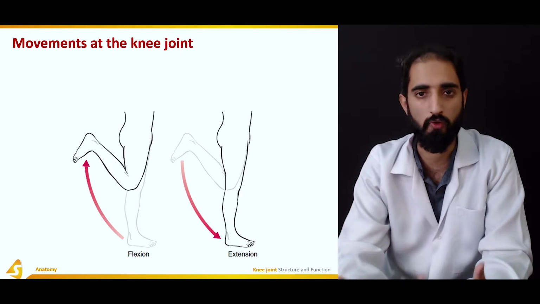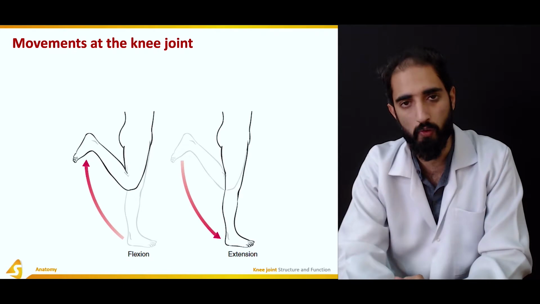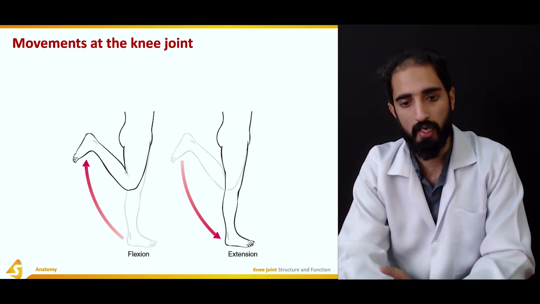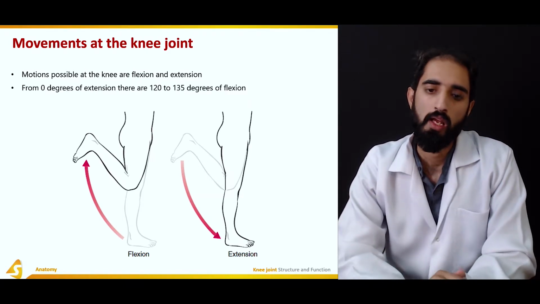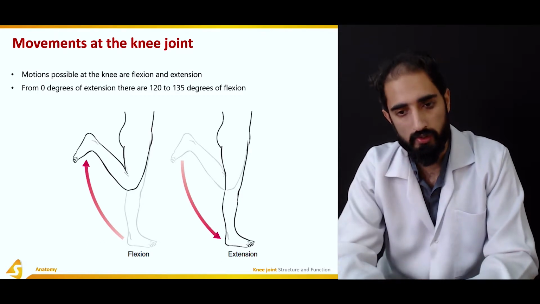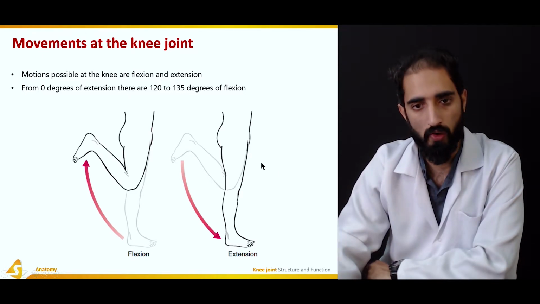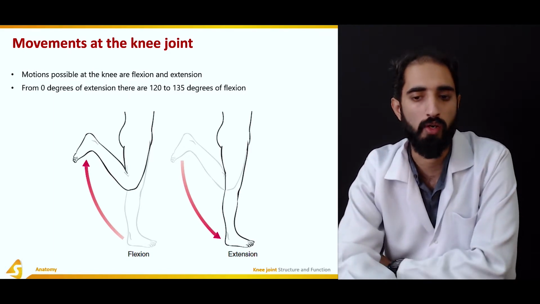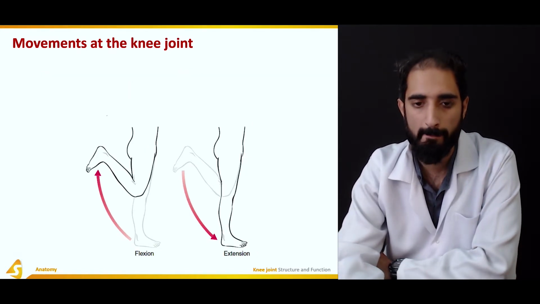So that brings us to the movements that can occur at the knee joint. So osteokinematically speaking, we have 2 movements, which is flexion and extension of the knee joint. So if we talk about these movements, the movement is possible from 0 degrees of extension. So when we are actually standing straight, our knee is more or less in 0 degree of extension. And then we can move it backwards into flexion to around 120 to 135 degrees of flexion, which can be measured via goniometer.